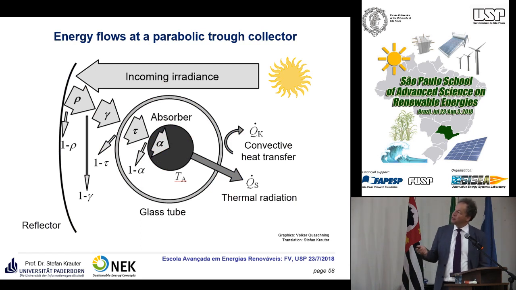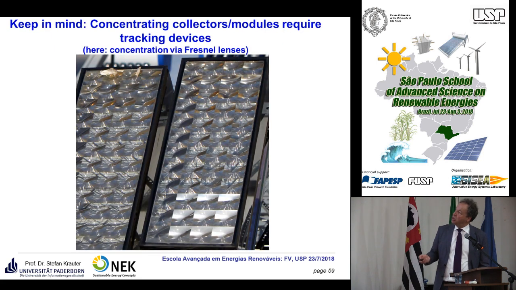So this is a power flow, so it's nice for the student to calculate what's the reflection and the absorption and so on. The thermal losses we have here: convective heat transfer, radiation and so on. You can also concentrate via Fresnel lenses, for example. You don't have to have a parabolic mirror for doing that.